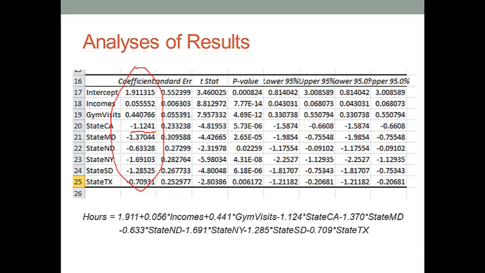Now you can build the mathematical relationship. We just explained the meaning of incomes and gym visits. How can we interpret state CA, state MD, state ND, and so on? What does this mean? Can you see that the shorter the state CA is, the shorter the user will use a mobile app? We cannot see that. But how can we explain state CA in our equation?